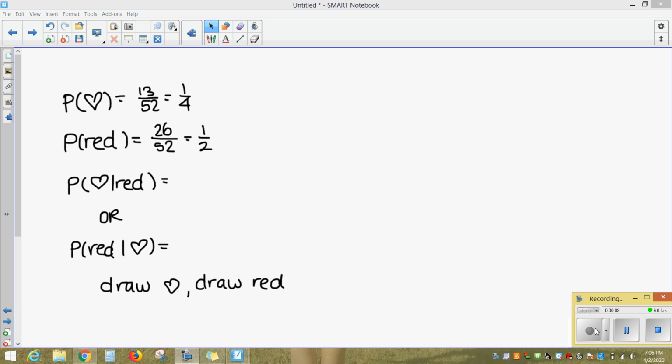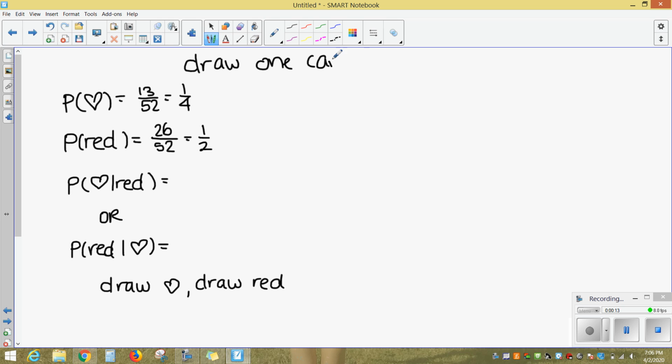We're going to work with some more conditional probability here. Still dealing with our deck of cards, we're going to draw one card, just a single card. As we've talked before, we know that the probability of getting a heart is 1 out of 4. We know the probability of getting a red card is half the time. Half the time it'll be red, half the time it'll be black.